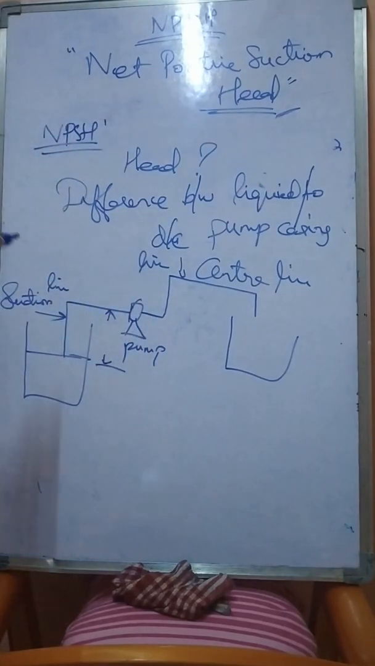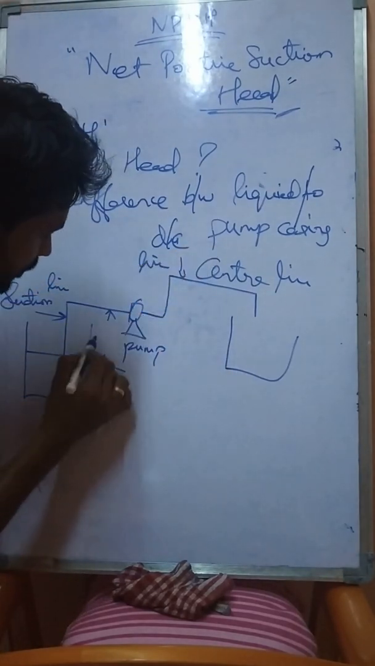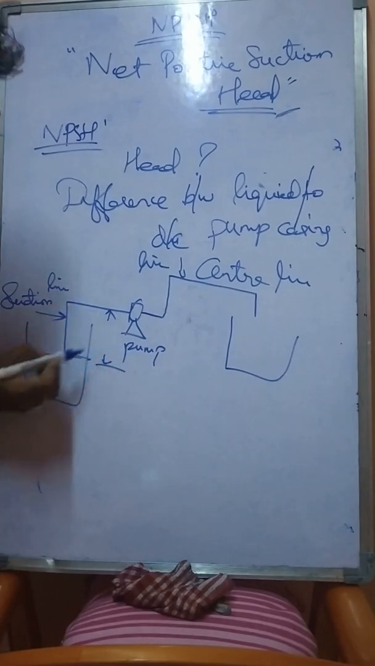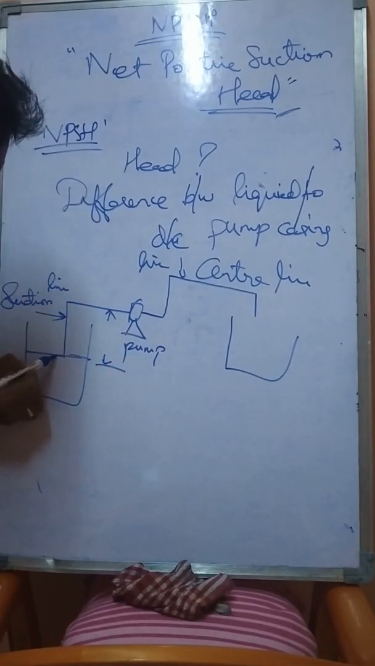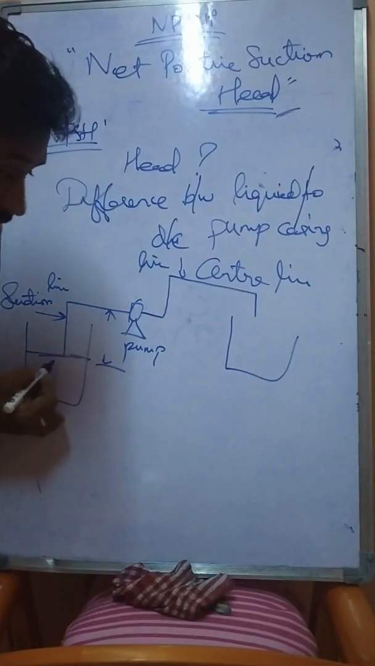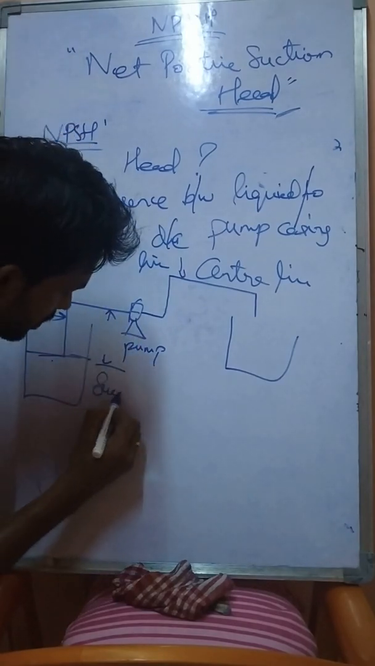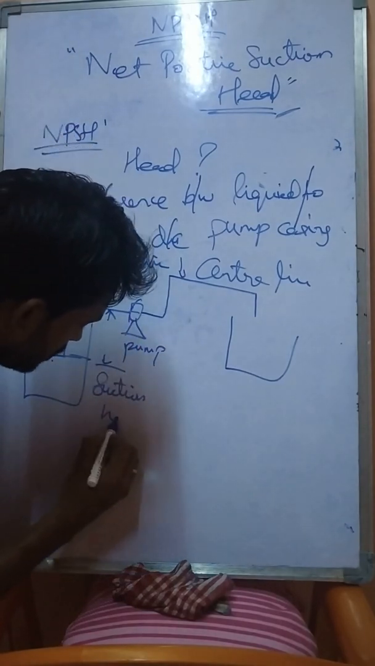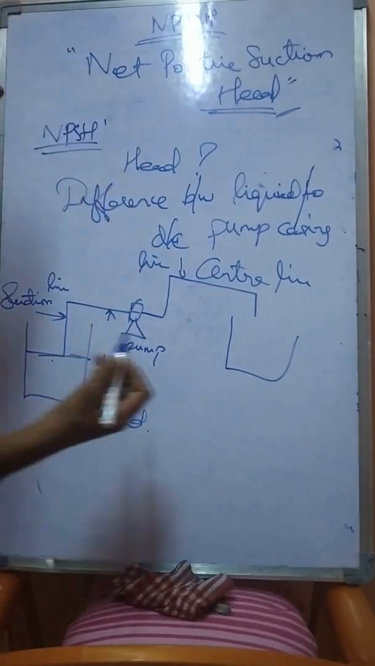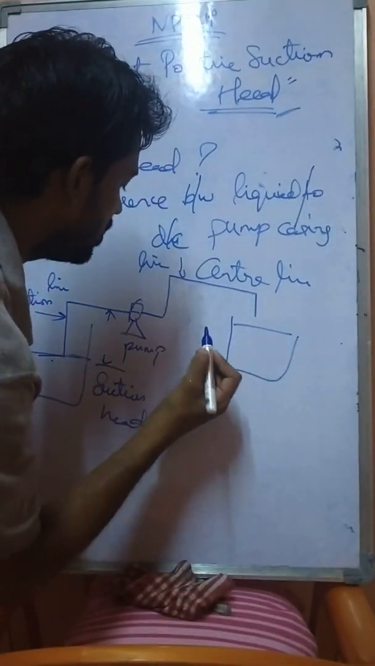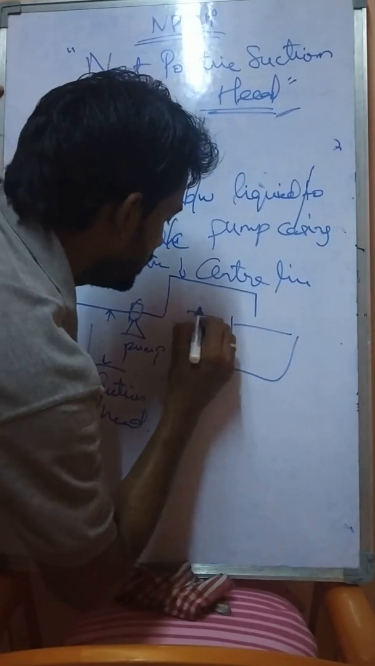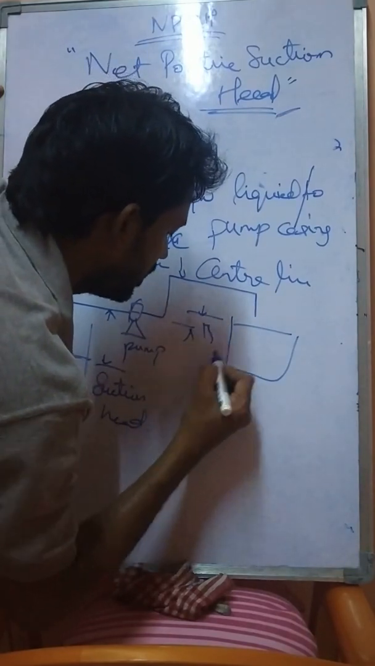There are two types of heads. This is the suction head, the difference between the liquid level on the suction side and the center line of the pump. In the same way, for the discharge line, measured to the center line of the pump, this will be the discharge head.